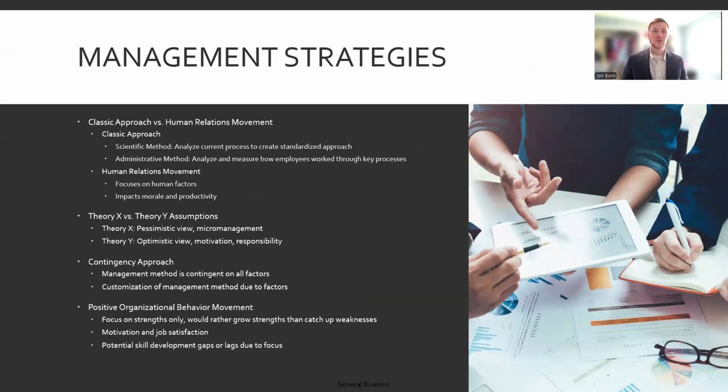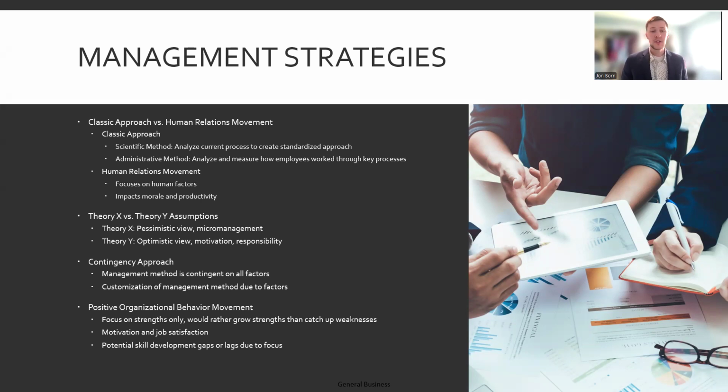Starting out with management strategies. So we look at four main bullet points here: classic approach versus human relations movement, theory X versus theory Y assumption, contingency approach, and positive organizational behavior movement. Starting with the classic approach, it is broken out into two different methods, the scientific and administrative. The overall goal is to create the most productivity and efficiency between the process and the employees.